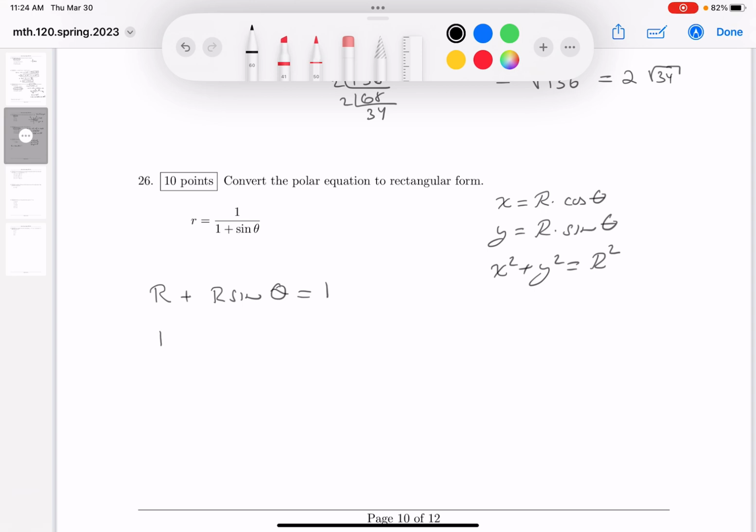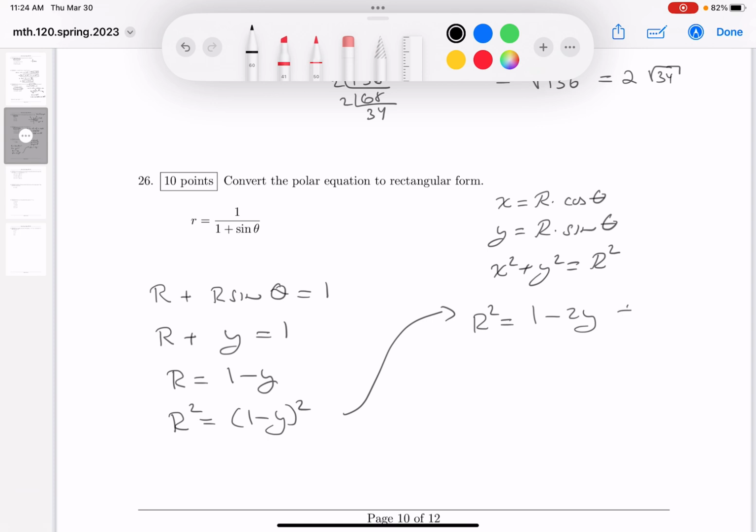And I immediately noticed something. I noticed that r sine theta is just simply y. I got a mixture now. I got Cartesian mixed with the polar. So let's separate the sides. I'm going to square both sides. I get r squared, and that's going to be 1 minus y squared. Let's do a little bit of work. That's r squared is equal to, let's see, 1 minus 2y plus y squared.